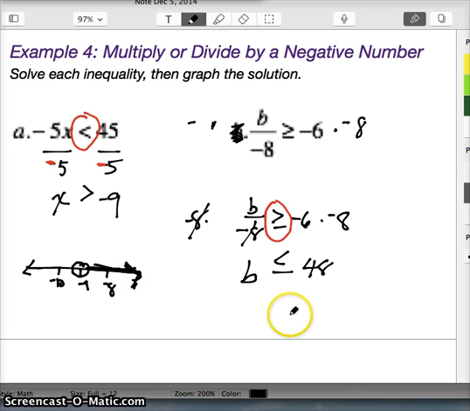And then over here, as we're looking at b, let's do 46, 47, and 48. B is less than or equal to 48. So I'm going to have a solid closed circle there. And then I'm going to shade everything to the left because b is less than.